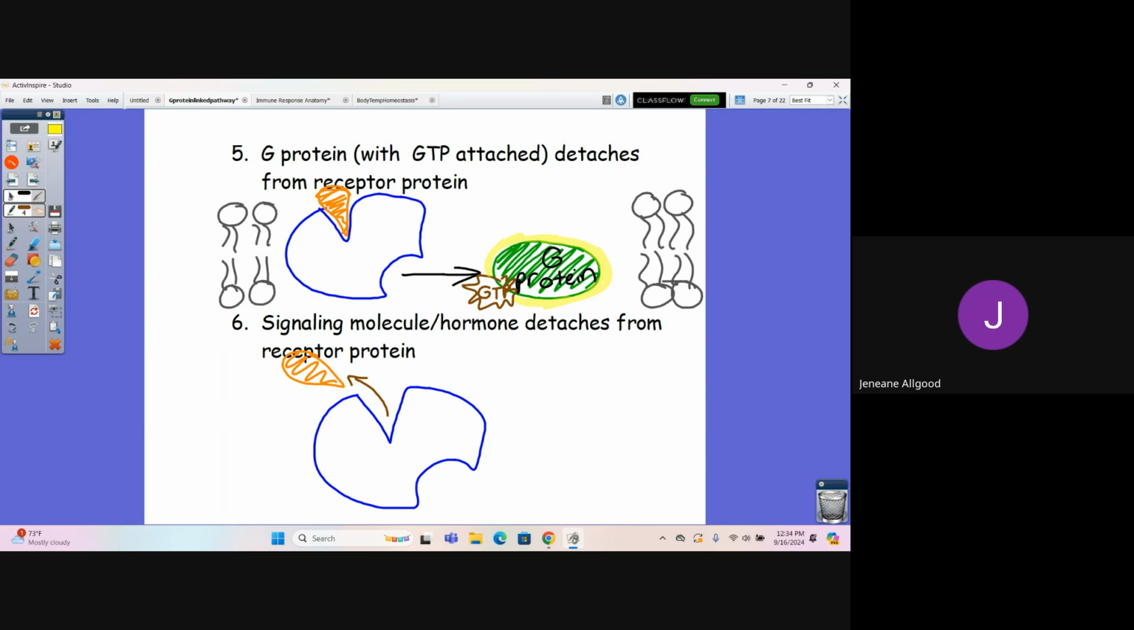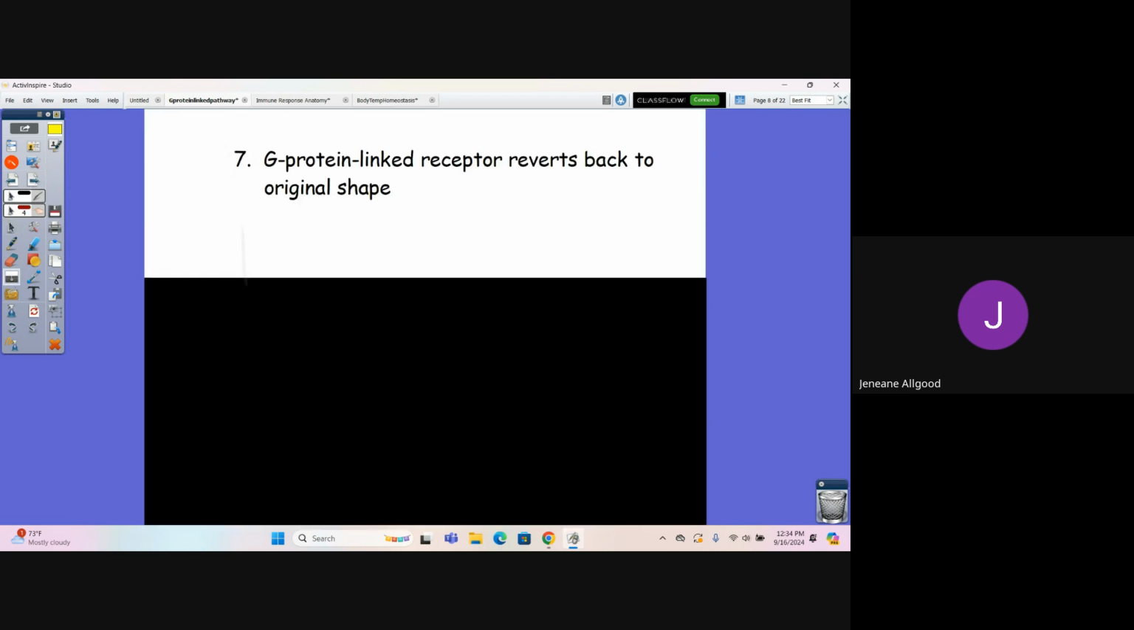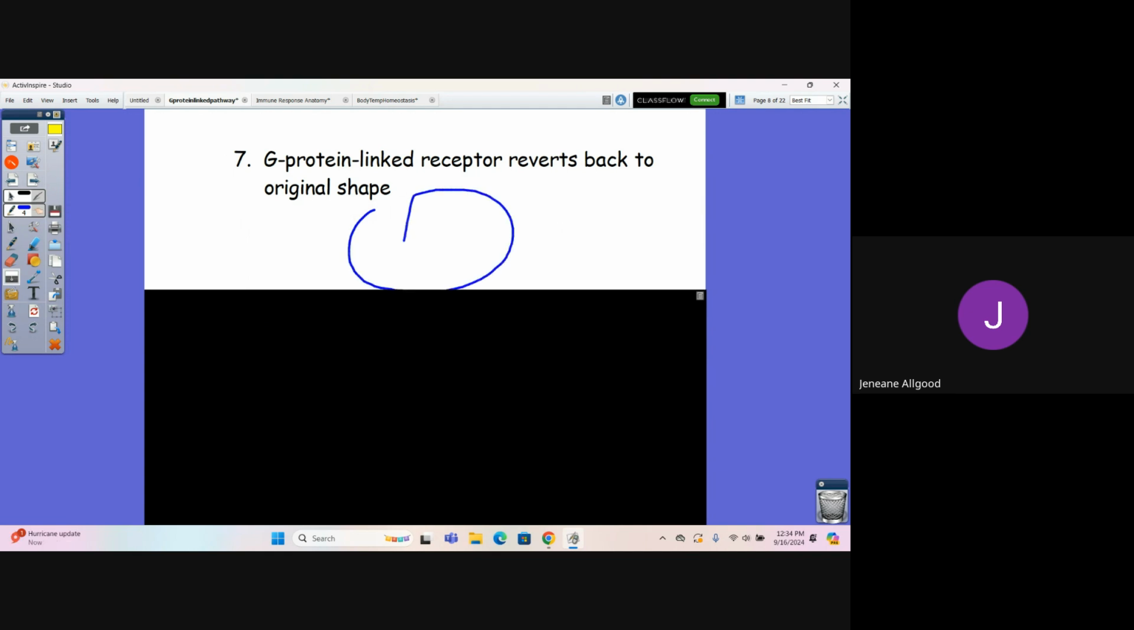All right. So what is going to happen to this G protein linked receptor once the hormone unbinds? It's going to go back to its original shape. So that's the next one. And again, not going to draw a whole lot for this one. We don't need to. We're just showing that the G protein linked receptor reverts back to its original shape.